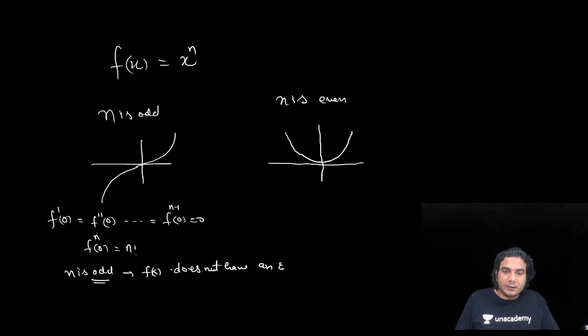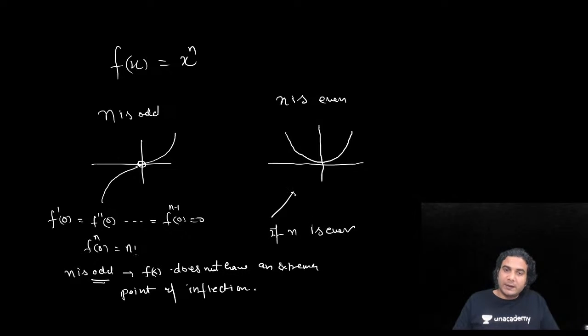That's why you can see that if n is odd, then f(x) does not have an extrema. It will have a point of inflection. Okay, so you can see this is a point of inflection. And if n is even, like in this case, then f(x) has a minima at x is equal to 0. So you can answer this easily.